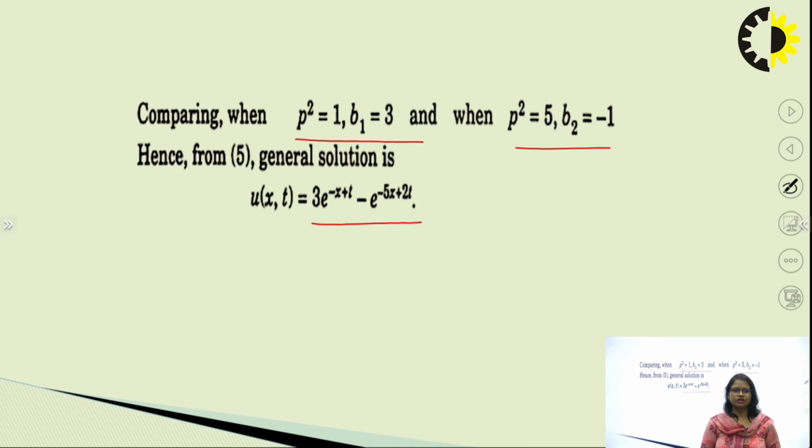We require the initial condition only if we want to find the constants, otherwise the solution will be in terms of constants. And boundary conditions, if at all they are required, then they will be provided to us. We will incorporate them also.